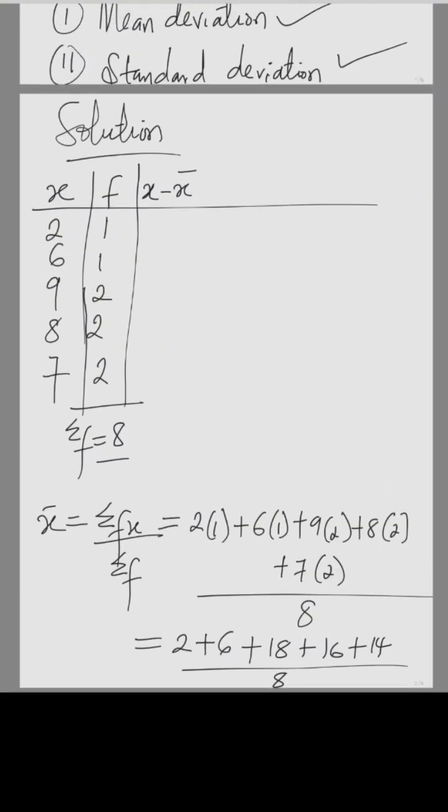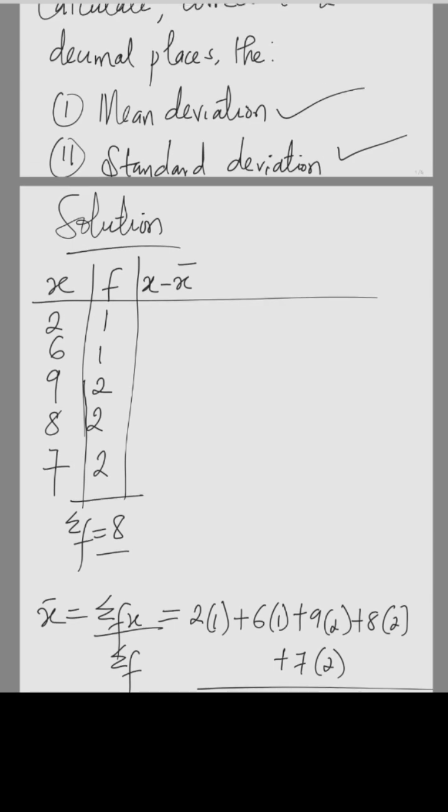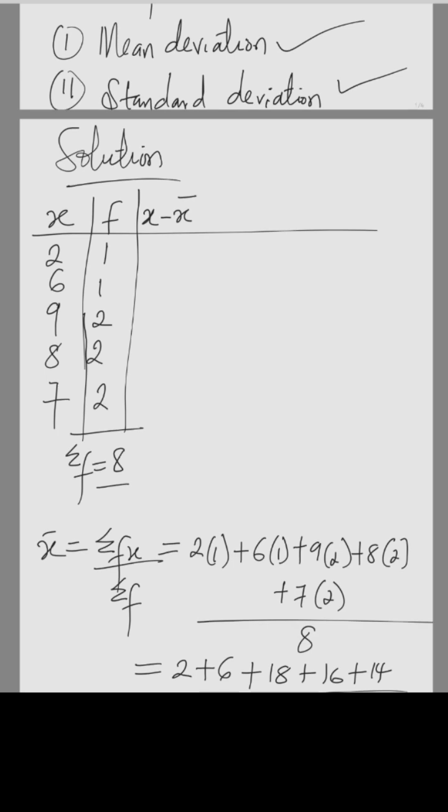So now we can go to the table. We're going to have x minus x bar here, which means 2 minus x bar, which is 7. So for the first value here, we're going to have minus 5. The next one, 6 minus 7, which is minus 1. 9 minus 7, which is 2. 8 minus 7, 1. 7 minus 7, 0.